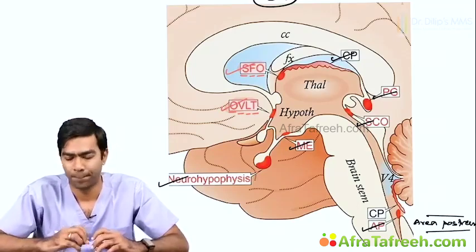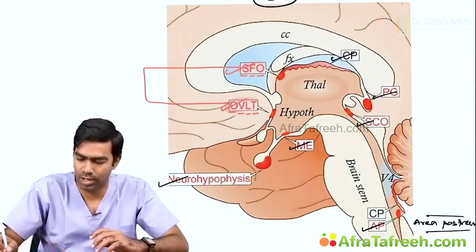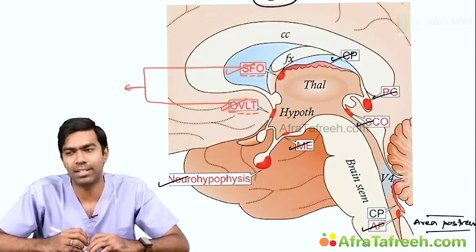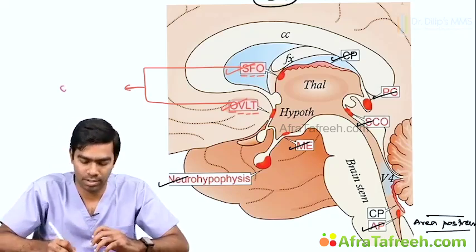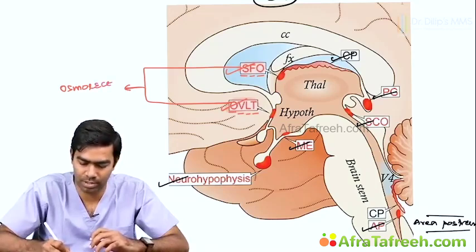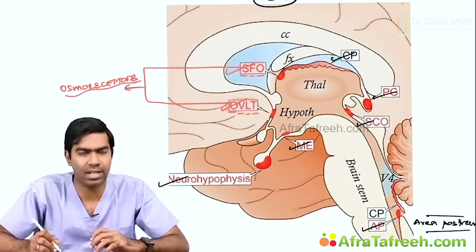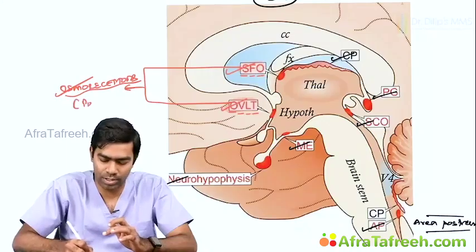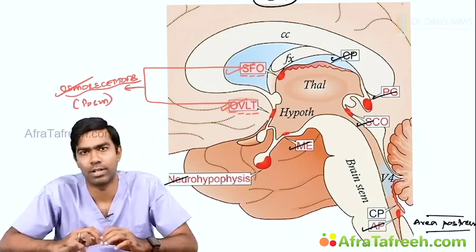subfornical organ. Because these two organs are very, very important, because they sense one important entity called osmolarity, plasma osmolarity, because they have these osmoreceptors. Apart from that, they can sense angiotensin 2, they can sense the volume status, antibodies, cytokines, a lot of things they can sense, but our topic of concern is about the posterior pituitary and the osmolar status. So let us keep it very simple, and they have osmoreceptors. These osmoreceptors are going to sense the serum or plasma osmolarity.